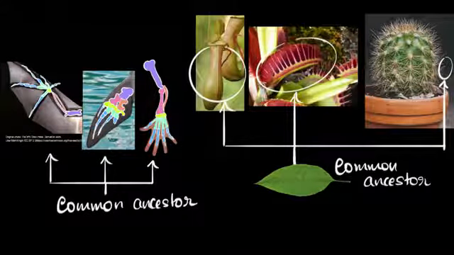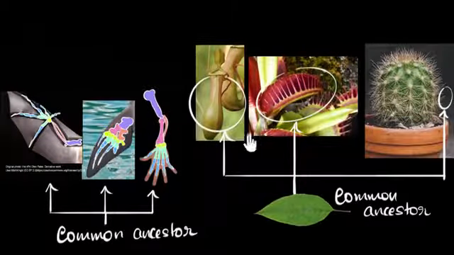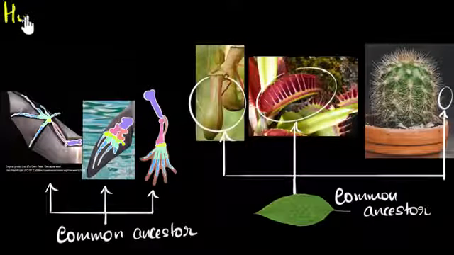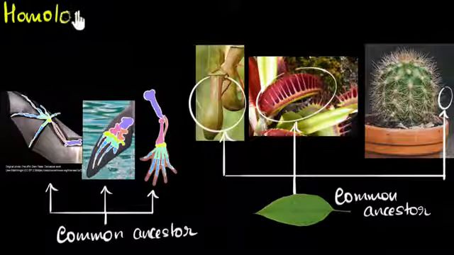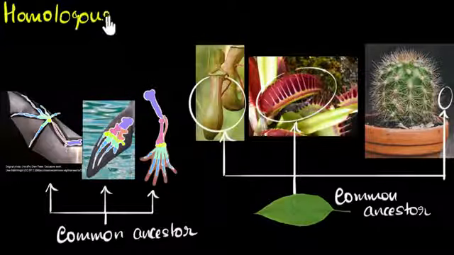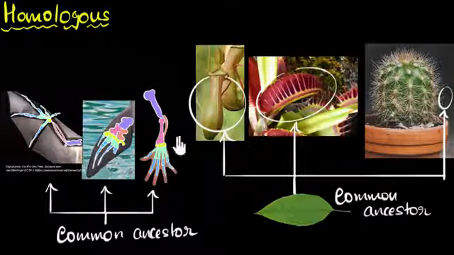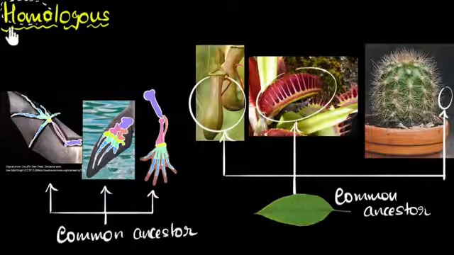Such structures, which have different functions but the same ancestry, we call homologous structures. I'll just write homologous, okay? So what's important is that the word homo means same.